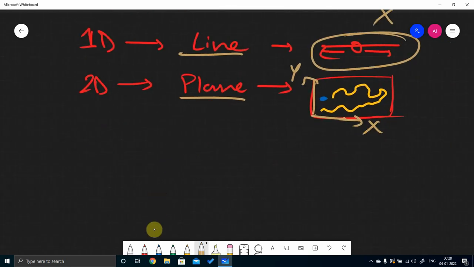Now, when we talk about three-dimensional motion, okay, let's talk about three-dimensional motion.